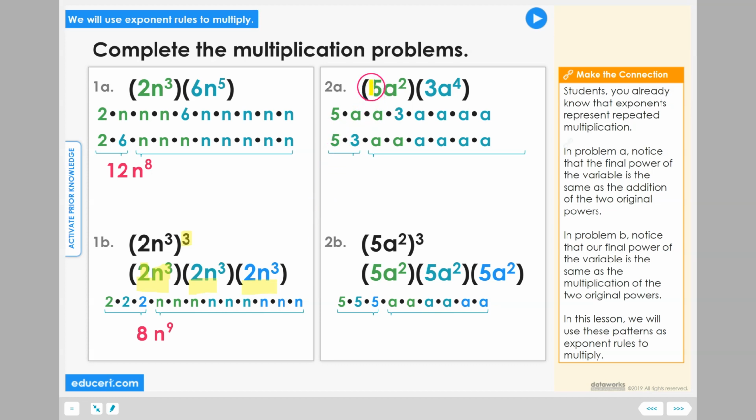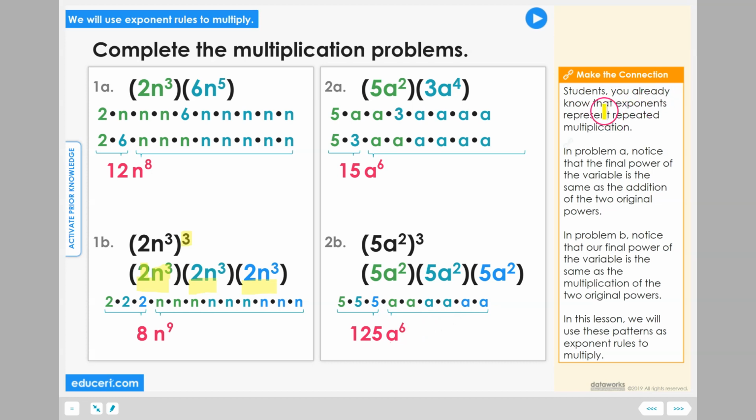Let's check your answer. 5a squared times 3a to the 4 equals 15, and a to the 6th power. Problem 2b, 5a squared to the 3rd power equals 125, and a to the 6th power.